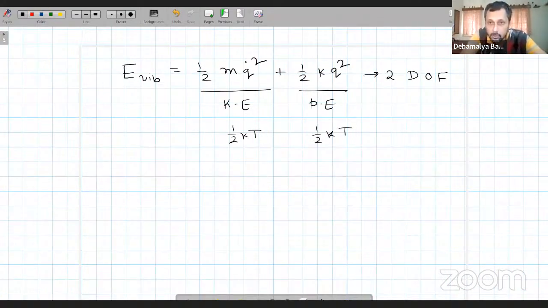Okay, Aryan has also asked about Bond's experiment: how can I find 4 linear DOF of 4 linear atoms? Yes, I will come to that. Let me first finish the other questions that I have.